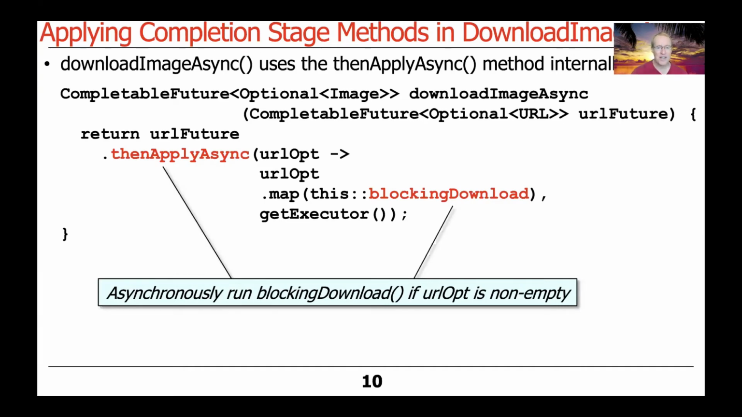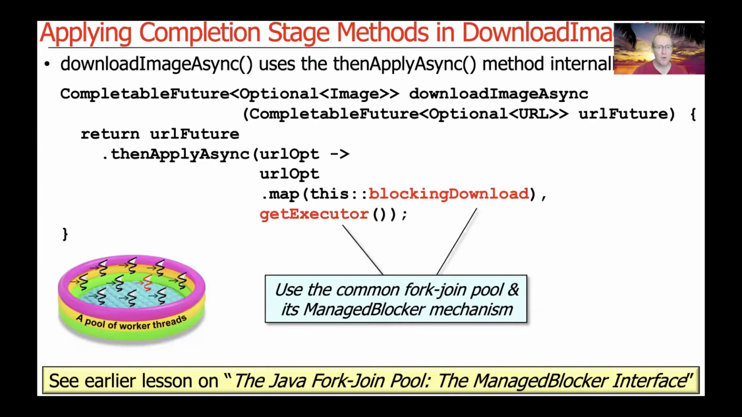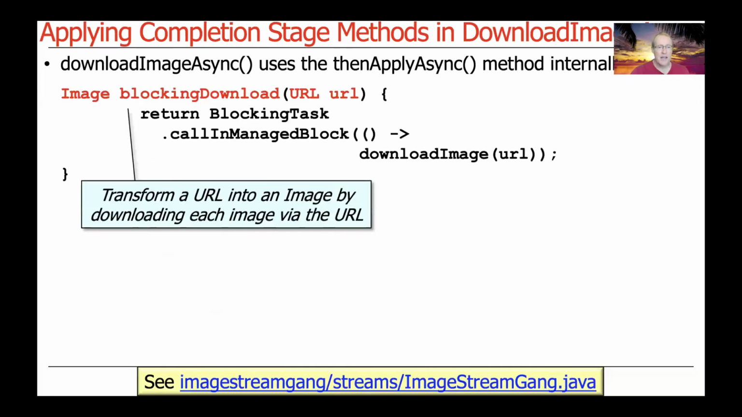But it only runs it if the optional is non-empty. As before, we have an executor to do this, and that's going to use the common fork-join pool. And the way this works under the hood, if we were to peek even deeper down into the bowels of blocking download, we'd see that blockingDownload uses the ManagedBlocker mechanism that's defined in modern Java with the common fork-join pool. Here's what blockingDownload looks like.